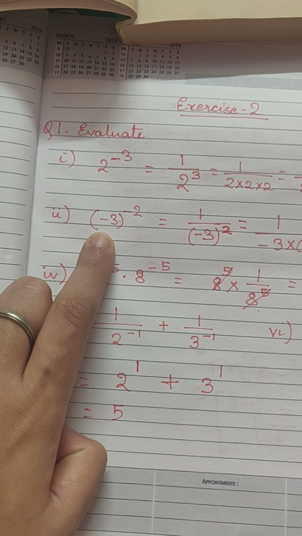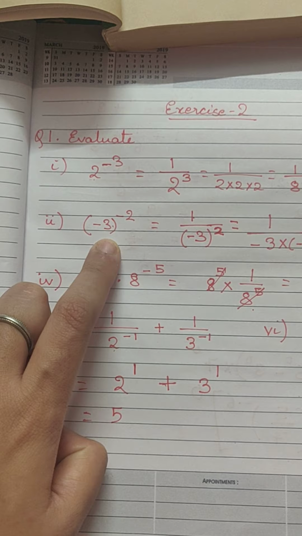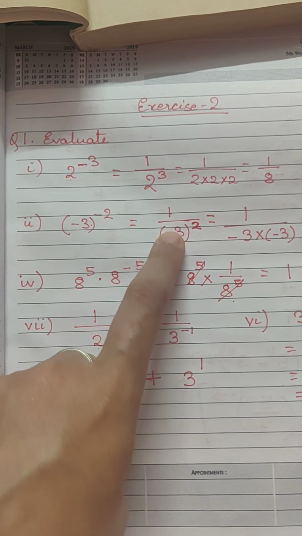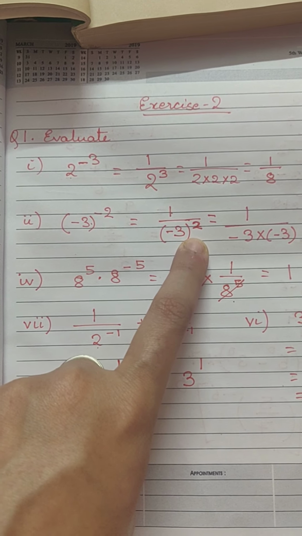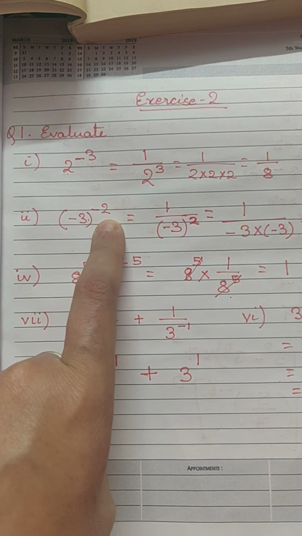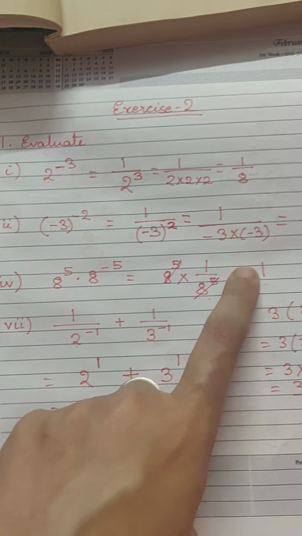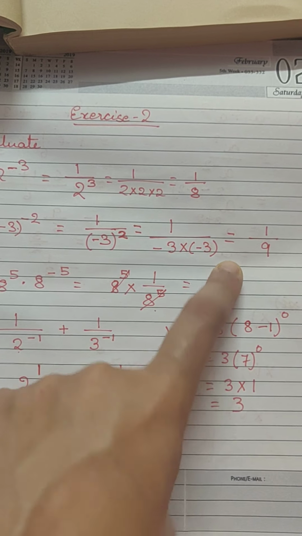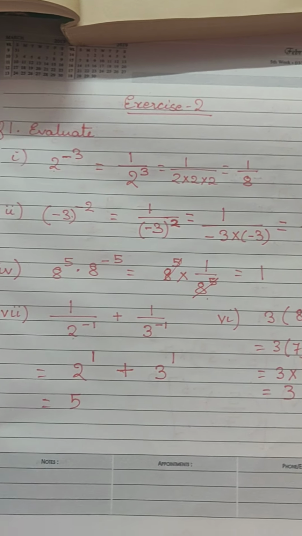Next sum is again of the similar type, minus 3 to the power minus 2. We can write it as 1 by minus 3 to the power 2, because here again after reciprocation the exponent becomes positive. So we write it as 1 by minus 3 into minus 3, which is equal to 1 by 9.